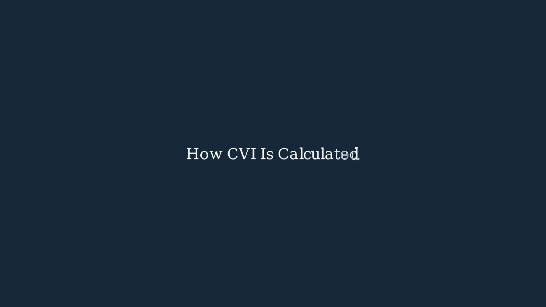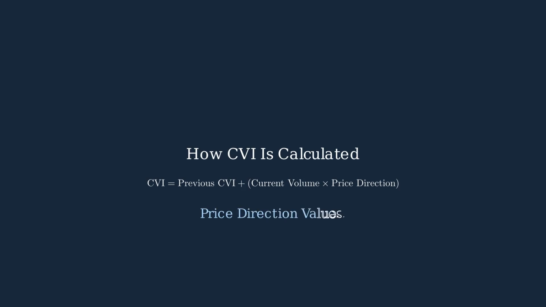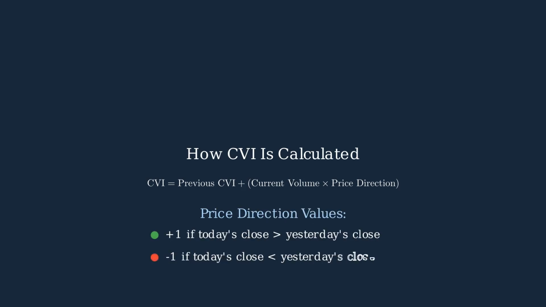The Cumulative Volume Index is calculated using a straightforward formula that tracks volume changes in relation to price direction. Price direction is a crucial component that determines whether we add, subtract, or ignore the volume for a given period. Let's walk through a practical example to see how the CVI is calculated over several trading days. Here's a 5-day example showing how CVI values accumulate over time.